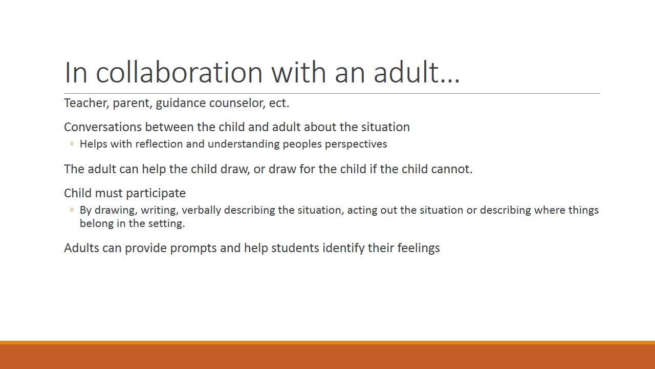Drawing is done through talking about the situation with an adult. The adult can be a teacher, a parent, or anybody. The adult can help the student draw if the student isn't able to themselves. The student can participate by drawing, writing, verbally describing the situation, acting out the situation, or describing where things belong in the setting. Adults can provide prompts when needed or help students identify their feelings and write down words involved in the conversation. The adult involved in the drawing should stress the target behavior as the behavior is drawn.